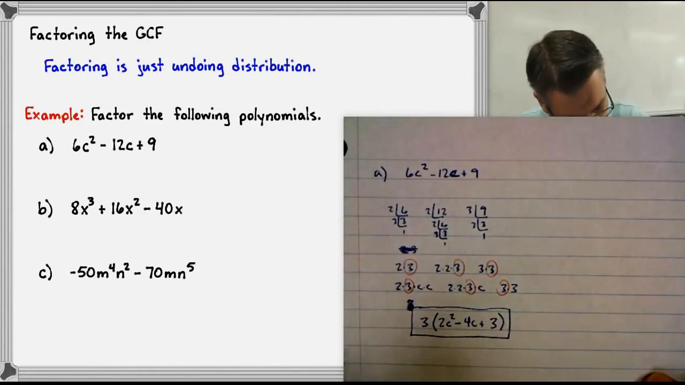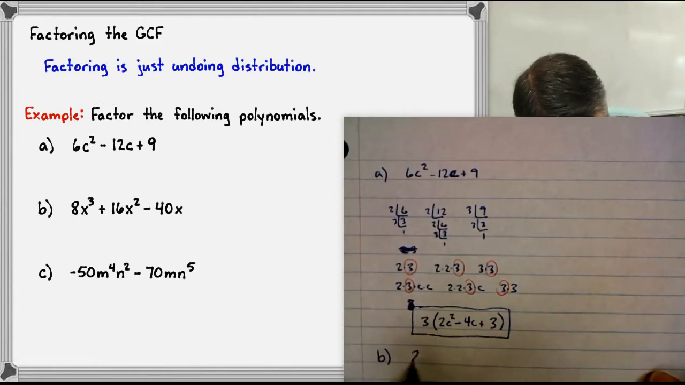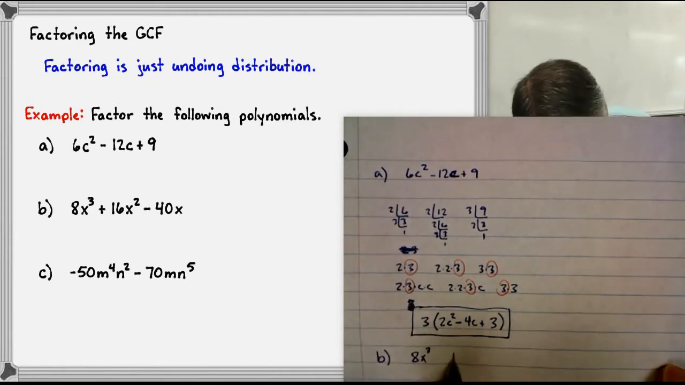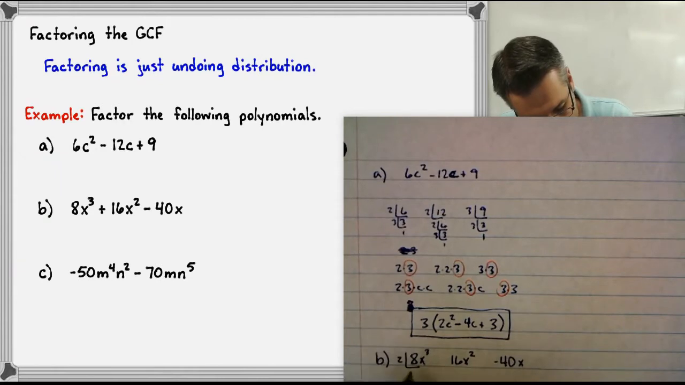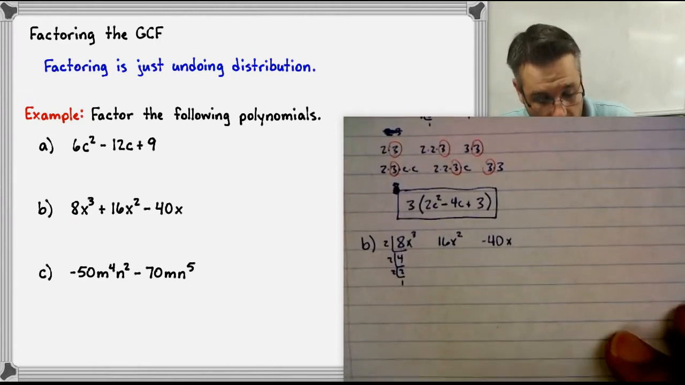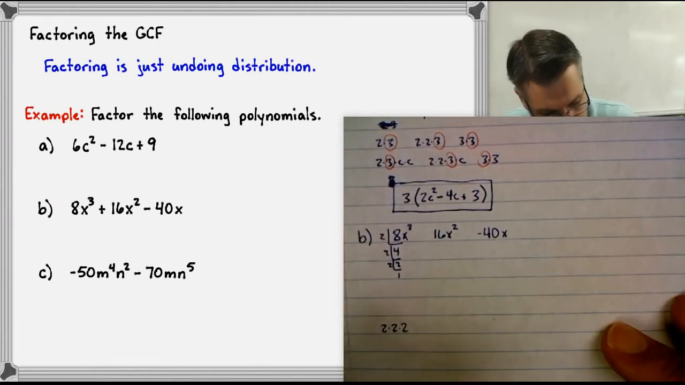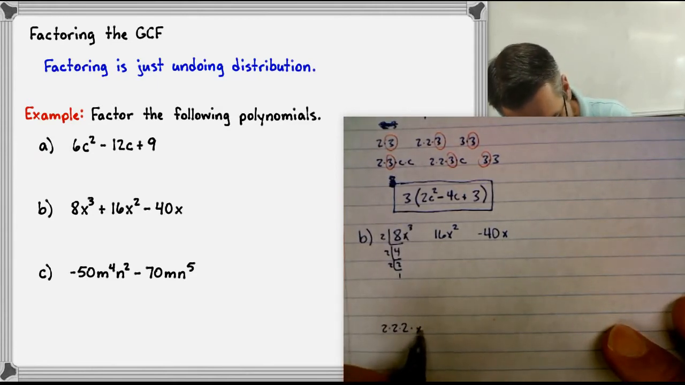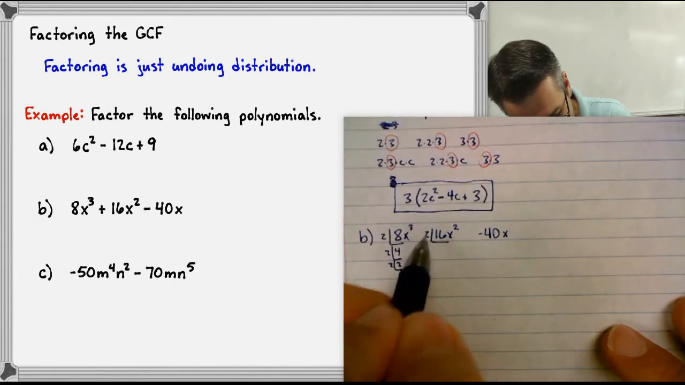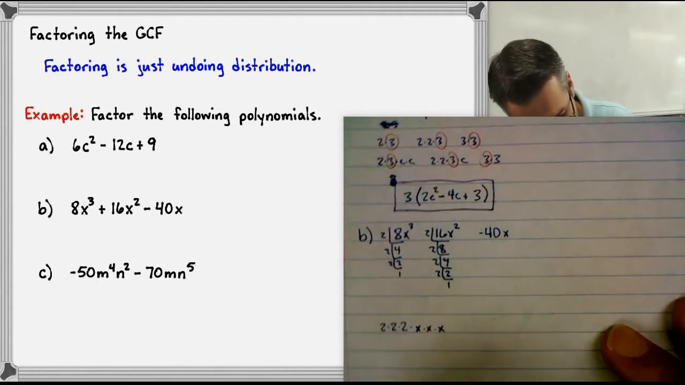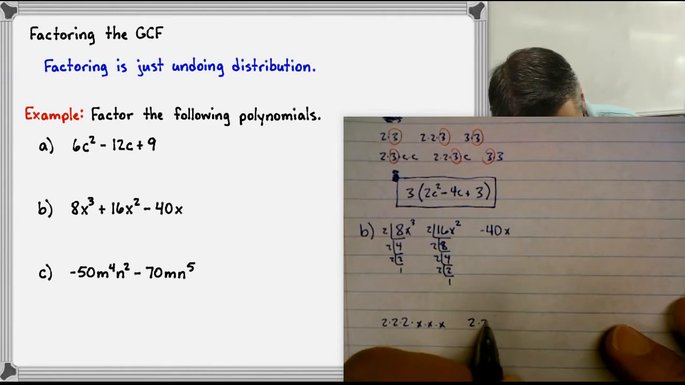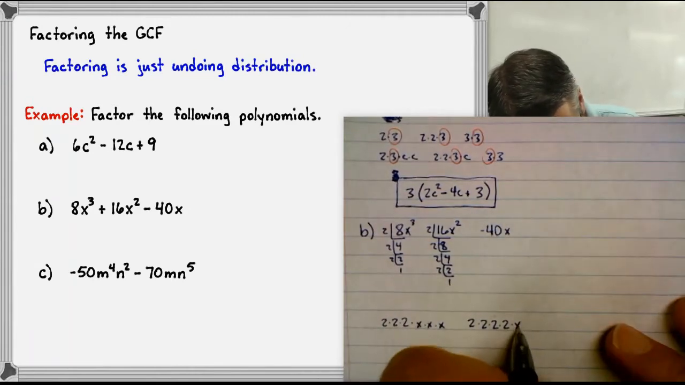Okay. Let's go ahead and take a look at B and see what we come up with. Here we have 8x cubed, and we have 16x squared, and negative 40x. Well, let's go ahead and do our little factoring tree. 2 times 4, 2 times 2, 2 times 1. So for the 8x cubed, we have 2 times 2 times 2. And then I'm going to write this out, x times x times x. 16 factors into 2 and 8, 2 and 4, 2 and 2, 2 and 1. So the prime factors are 2, 2, 2, 2. And then we have an x and an x.